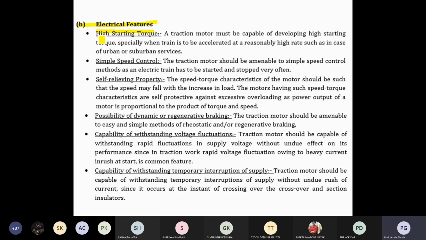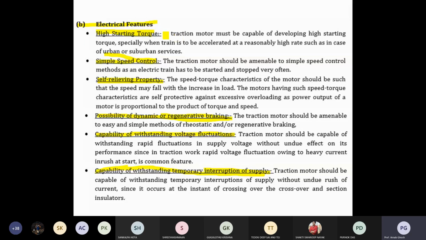The first one is high starting torque, then simple speed control, control should be very simple, then self relieving property, then the possibility of dynamic regenerative braking, then the capacity of withstanding voltage fluctuations, and finally the capability of withstanding temporary interruptions of the supply. That's why a battery bank is required. Now we can justify it point-wise. We can discuss it point-wise. So what are the important features?